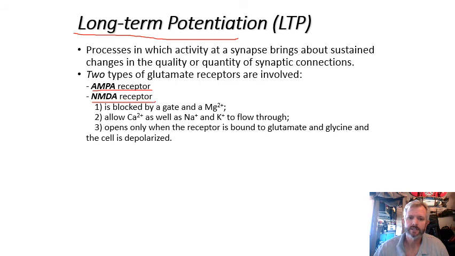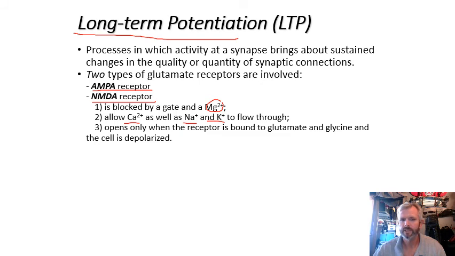Okay, the NMDA is a little interesting in that it has to bind glutamate, but then there's this large magnesium ion that is blocking the channel. So we have to open the channel and also get rid of this magnesium ion, so it will allow calcium as well as sodium and potassium to flow through.